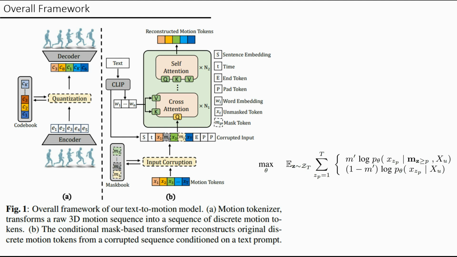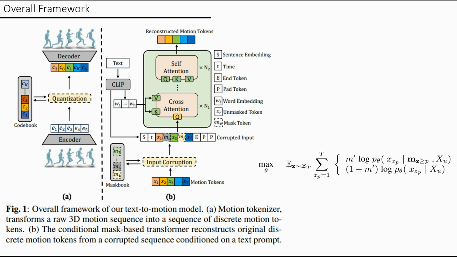The overall framework for our text motion generation consists of two stages. In the first stage, we train a VQVAE, which converts raw motion sequences into discrete tokens. This VQVAE consists of an encoder and a decoder. The encoder converts the raw motion sequences into latent embeddings, and then we discretize these latent embeddings and input these discrete tokens into the decoder, and the decoder has to reconstruct the original motion sequence.